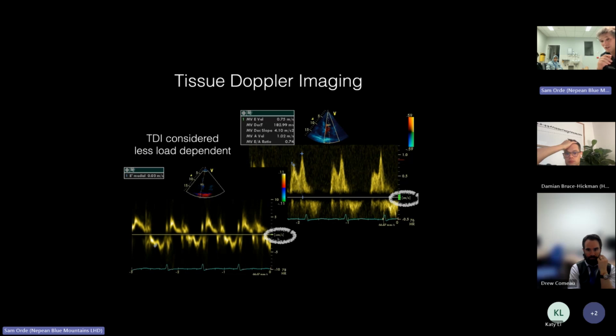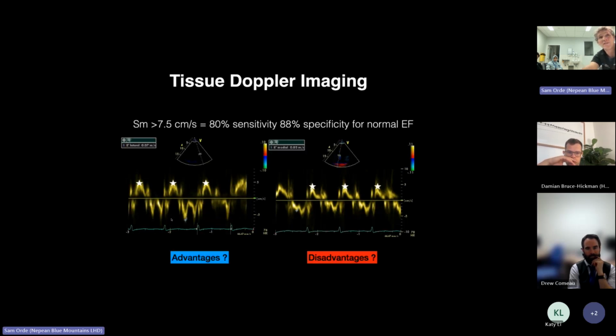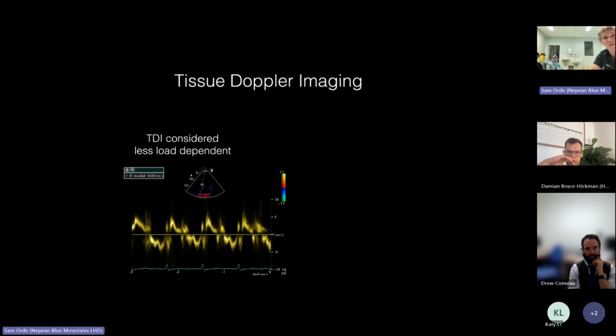Whereas with tissue Doppler, we're interested in centimeters per second. So that's anywhere from 5 to 20 centimeters per second. And from that, we can get various markers. We've got our E prime and A prime, but also our S prime at the top. And let me just talk about these markers.